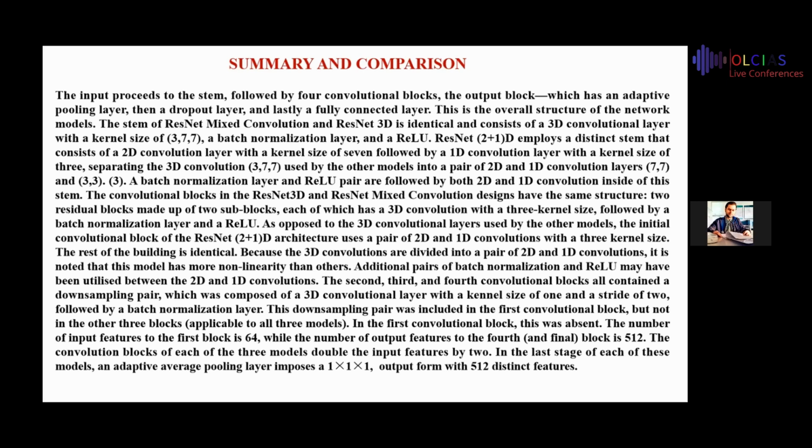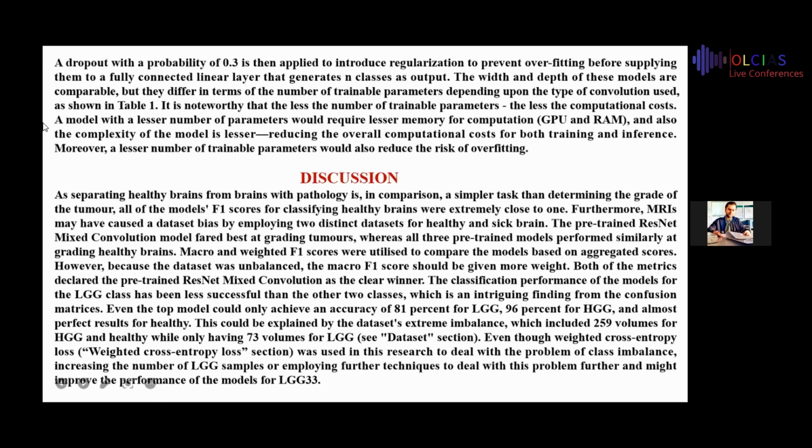The number of input features to the first block is 64, while the number of output features of the fourth and final block is 512. So the convolutional blocks of each of the 3 models double the features by 2. In the last stage of each of these models, an adaptive average pooling layer imposes a 1x1x1 output formed with 512 distinct features. A dropout with a probability of 0.3 is then applied to introduce regularization to prevent overfitting before supplying them to a fully connected linear layer that generates n classes as output.